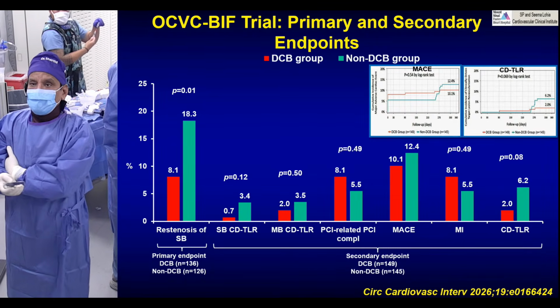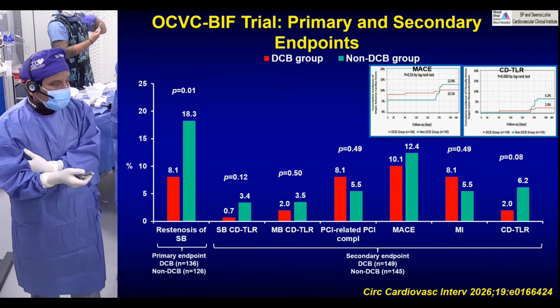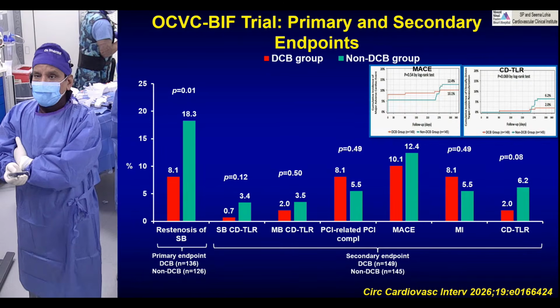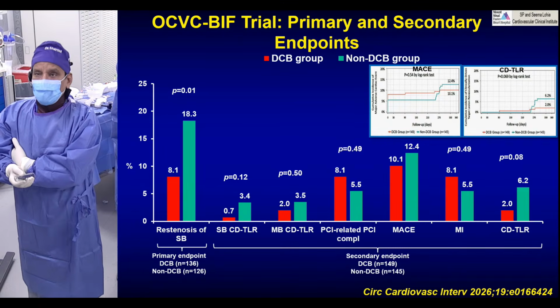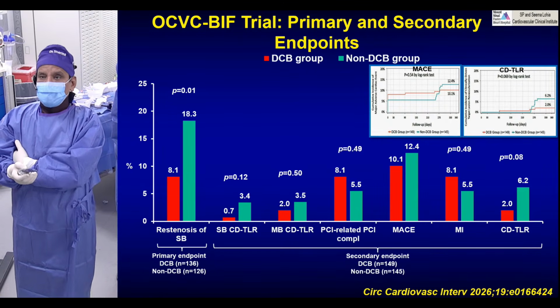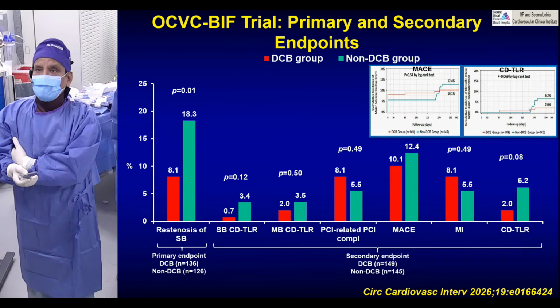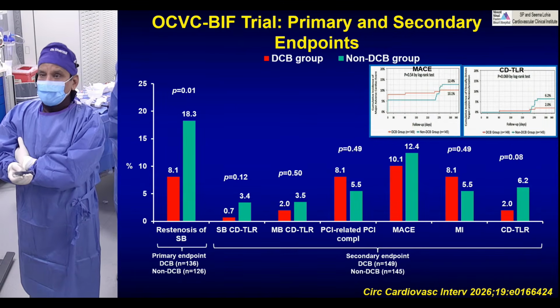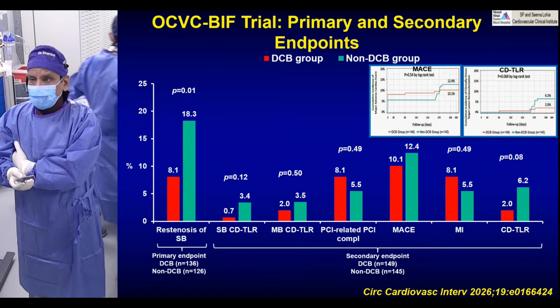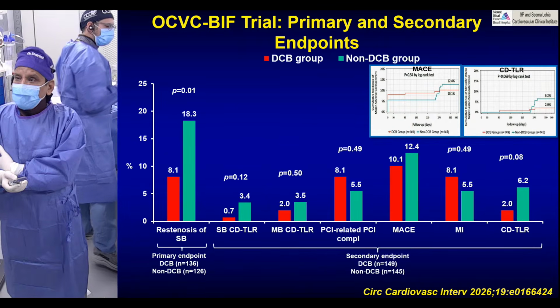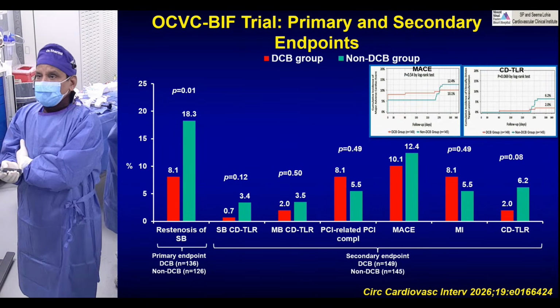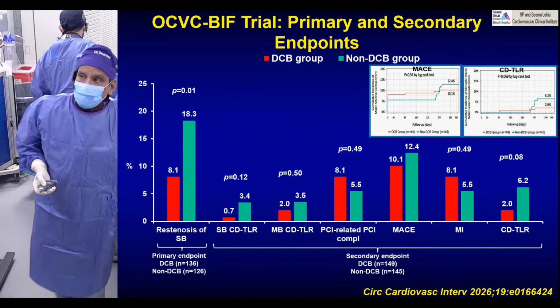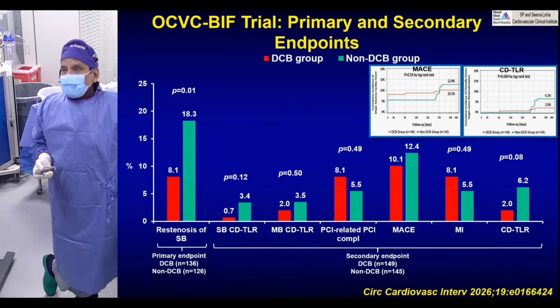So these are the individual endpoints. The restenosis of the side branch, defined on angiogram between 6 to 9 months, was associated with lower angiographic restenosis, 8.1 versus 18.3. Other endpoints were numerically in favor of the DCB, as you can see here, but not significant. But that basically showed that overall the DCB did quite well in terms of the side branch.